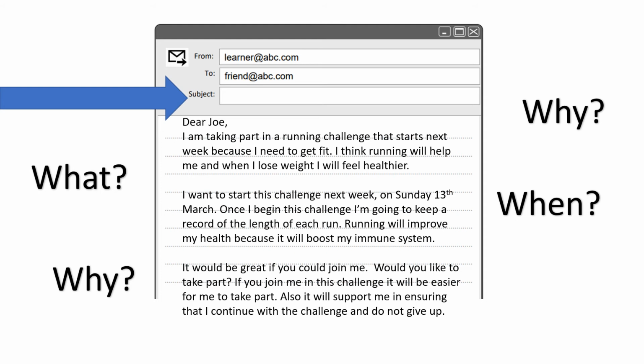It would be great if you could join me. Would you like to take part? If you join me in this challenge, it will be easier for me to take part. Also, it will support me in ensuring that I continue with the challenge and do not give up.